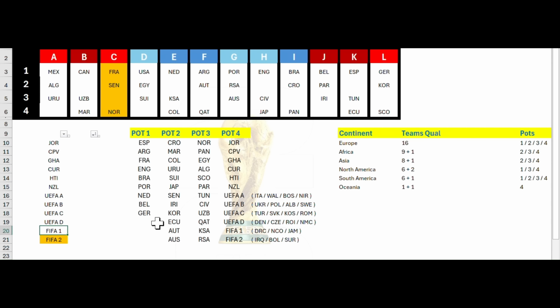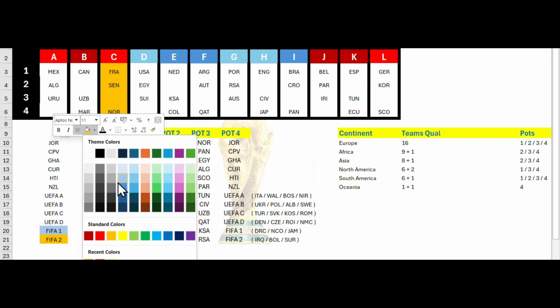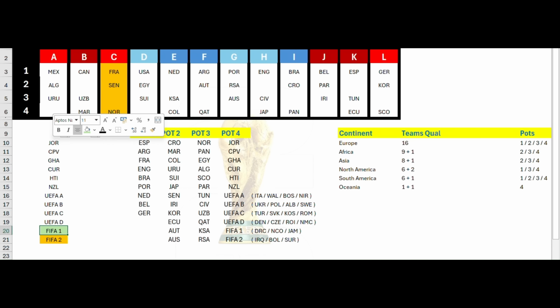Interconfederation playoff winner number 1. This one's not quite so complicated. Let's give them a different color. That one's being contested between DR Congo, New Caledonia, and Jamaica. So let's quickly scan through the draw, and we're going to look for groups that don't have any African or North American sides in them.